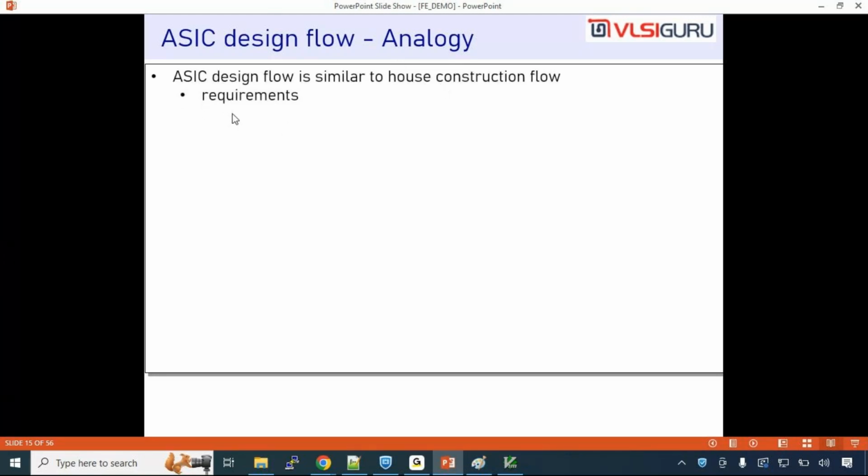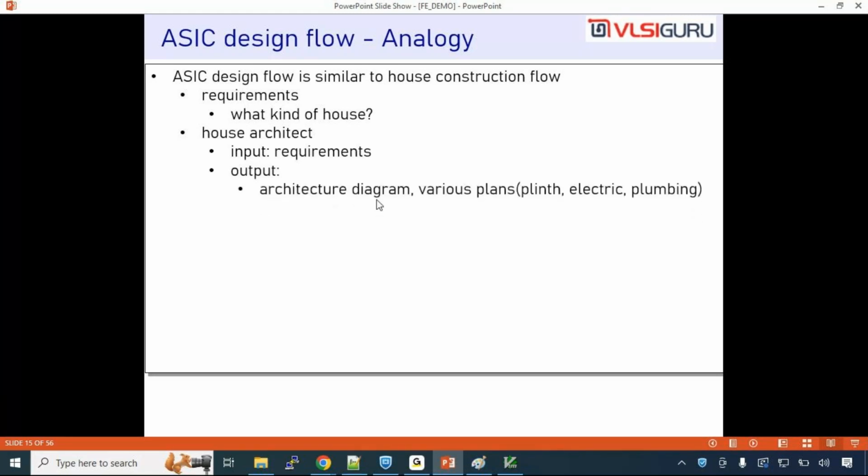First, it starts with what? Requirements. So first you figure out what kind of house you want. Then you go to the architect. You give him the requirements, right? You tell him this is my requirement from the house. What does he give you as an output? Architecture diagram, various plans, plinth, electric, plumbing, different plans he will give you. Will he come and construct the house for you? No, he will only give you the plans.